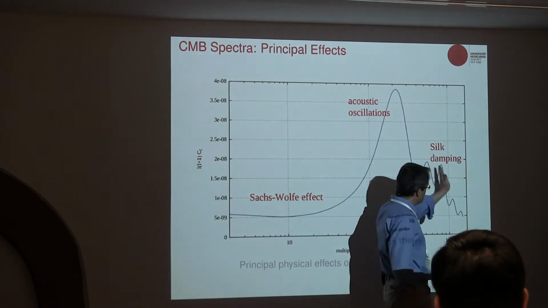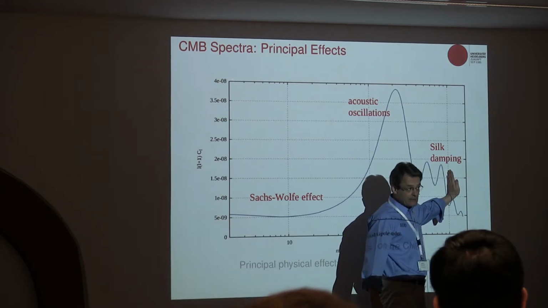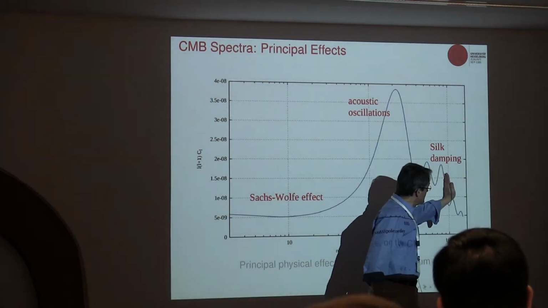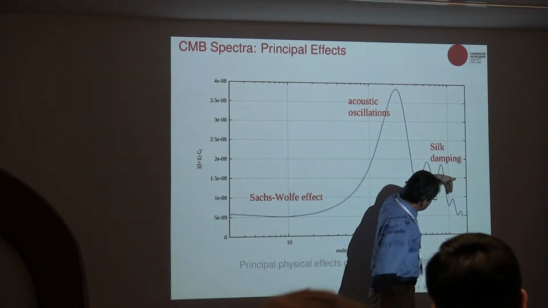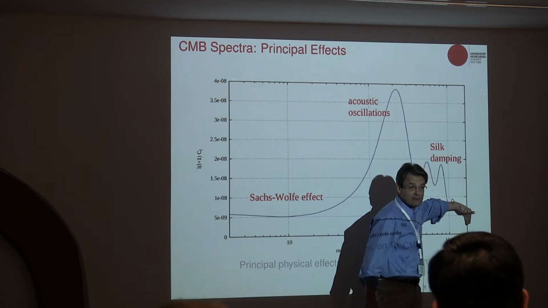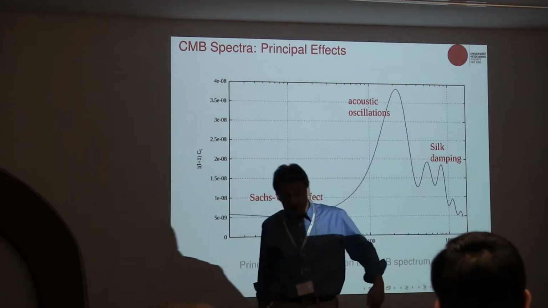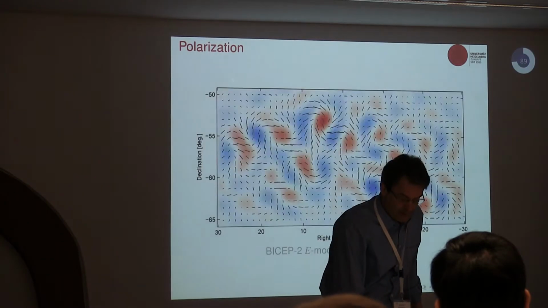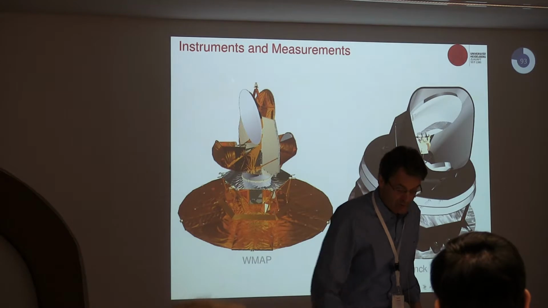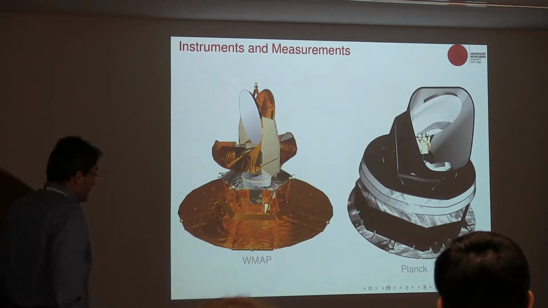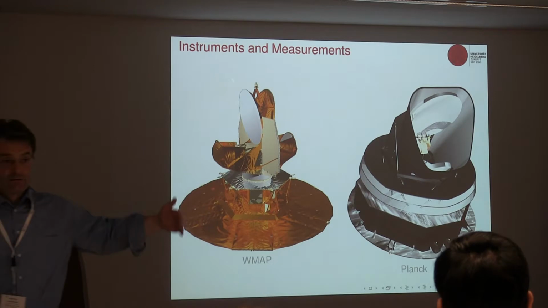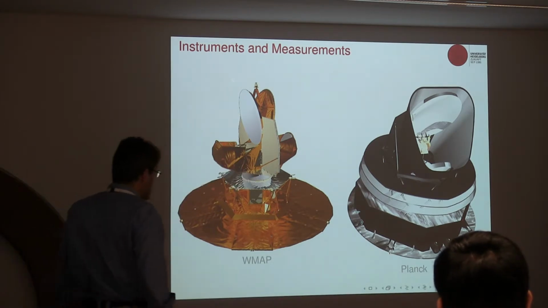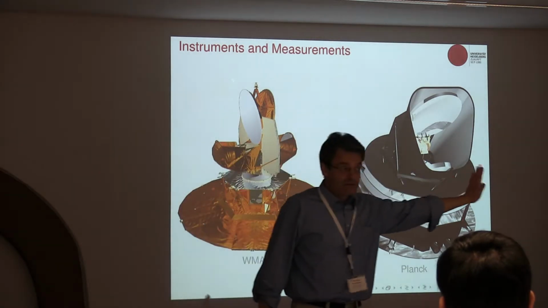15 arc minutes are already in the Silk damping tail of the spectrum. But at 15 arc minutes, you do not quite cover the whole range where you expect structures to exist in the microwave background. So WMAP did an important job, but not the full job. And then with Planck, we could finally cover the whole range of acoustic oscillations in the cosmic microwave background well into the Silk damping regime.